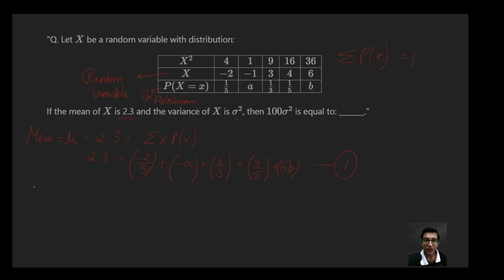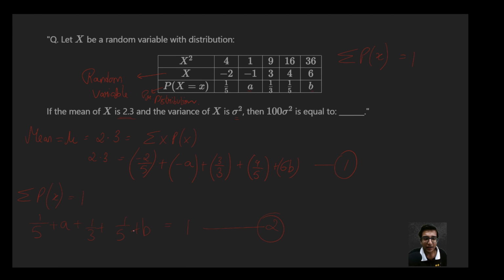And what is my second equation going to be? Summation of P(x) is equal to 1. That means 1 by 5 plus a plus 1 by 3 plus 1 by 5 plus b is equal to 1. So this is my second equation. Now let us solve these two equations and find out the values of a and b. So I'm directly writing down that a is coming out to be 1 by 10 and b is coming out to be 1 by 6. You can simply solve these two equations and find out the values of a and b.